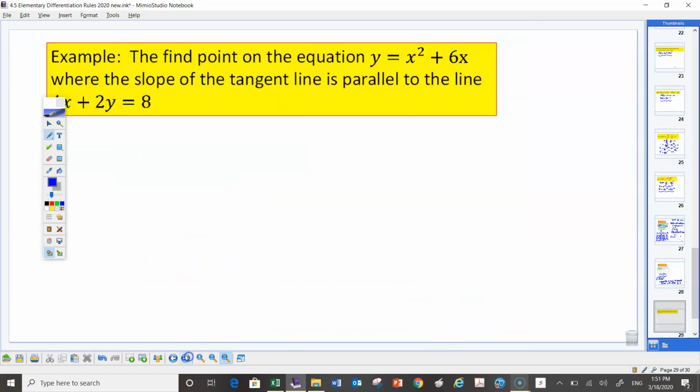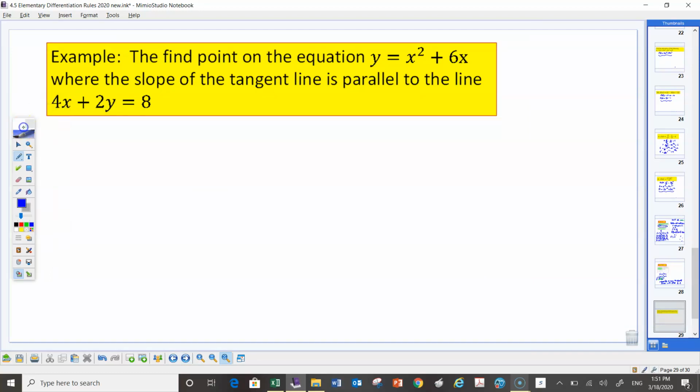All right, one more example. In our last example, we are asked again to find the point on the equation where the slope of the tangent line is parallel to this line. So we have a lot of information going on here. Again, I'm asked to find a point. Anytime you're asked to find the point on the tangent line, they must give you the slope somehow. Well, they're telling us the slope of the tangent line is parallel to this line right here.